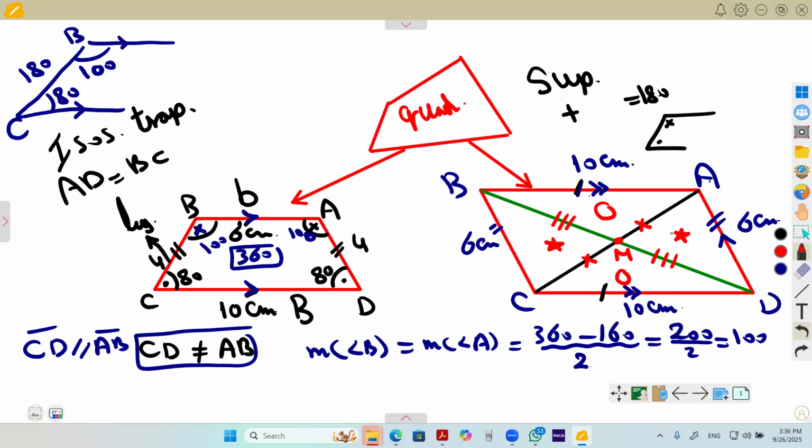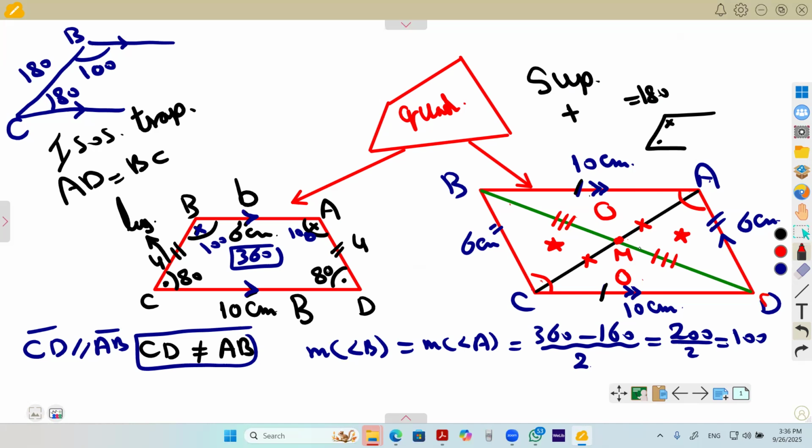Now we have five properties for the parallelogram. We can say them again quickly. The opposite sides are parallel and equal. The opposite angles are equal in measure. The consecutive angles, their total is 180. The diagonals bisect each other. What does it mean that the diagonals bisect each other? It means they are intersecting at one point. This point is the midpoint of any one of them. M is the midpoint of AC and M is the midpoint of BD.